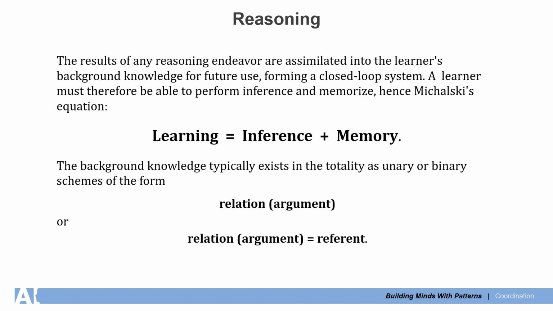The results of any reasoning endeavor are assimilated into the learner's background knowledge for future use, forming a closed-loop system. A learner must therefore be able to perform inference and memorize, hence Mikulski's equation: learning equals inference plus memory. The background knowledge typically exists in the totality as unary or binary schemes of the form relation argument or relation argument equals referent.